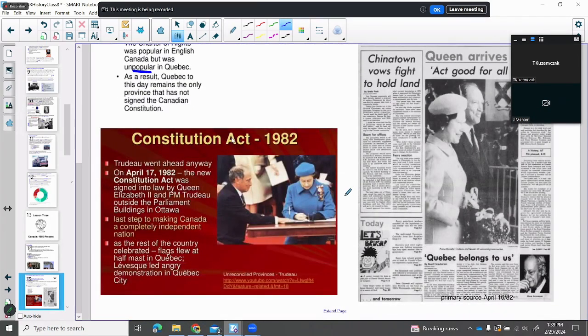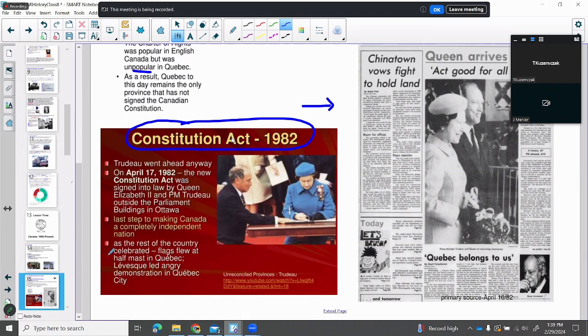You can see here there's again, physical evidence. This case is visual. It's a photograph. There's a picture of Pierre Trudeau with Queen Elizabeth II outside the Parliament building. This one here. This was the last step to making Canada a completely independent nation.